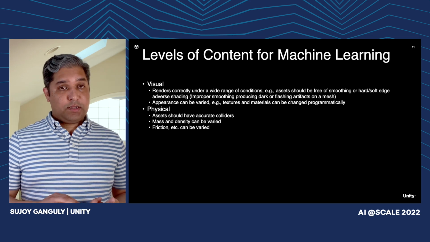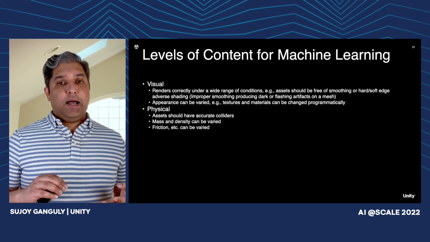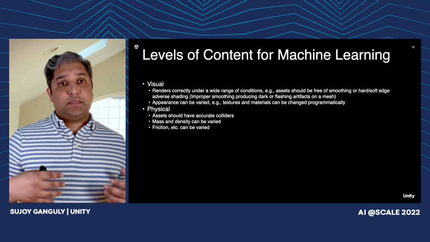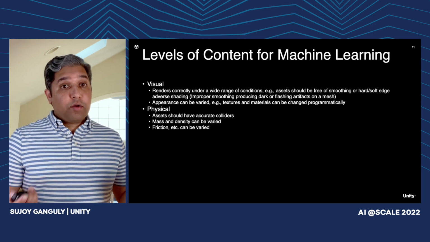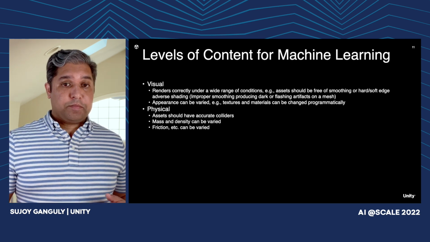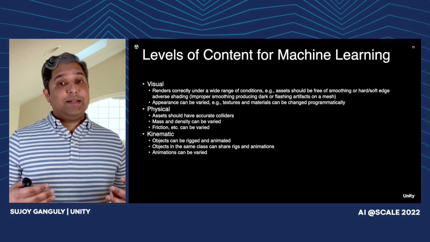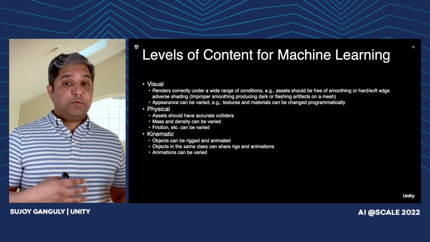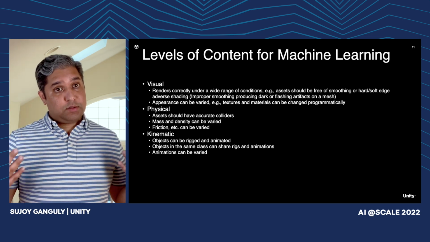You also maybe need a physical reality. So your assets might need to be able to interact, collide with other objects in the scene. That would depend on their mass, their density, their friction, etc. And all of these should be variable depending on the scenario. You also might need kinematics. So objects need to be rigged and animated. Objects of the same class should share rigs and animations, and these animations need to be varied.